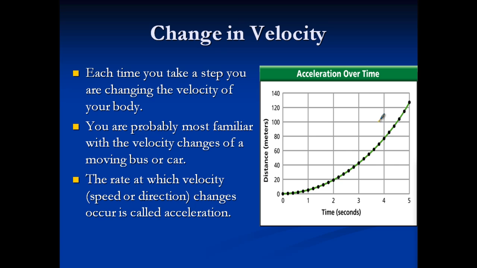So the rate at which velocity, speed and direction, changes occur is called acceleration. From a distance versus time graph, instead of being nice straight lines covering the same distance in one time period, you see the amount of distance increases each time. So this means you're accelerating. So for a distance versus time graph, you get a nice curve instead.